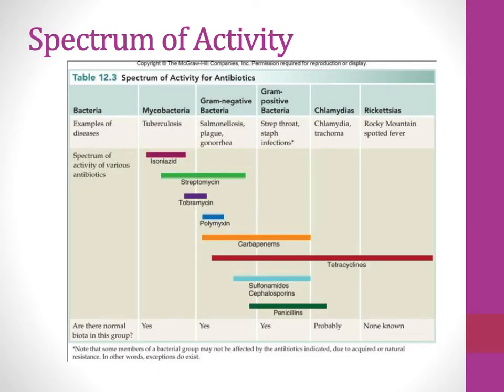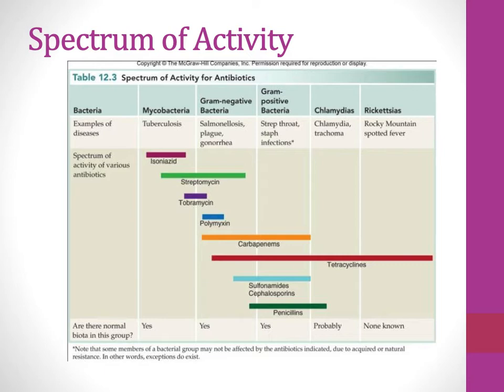So a concept related to antibiotics, and more so antibiotics, but antimicrobials too, is the idea of spectrum of activity. And so with antibiotics, we can have something that has a narrow spectrum of activity. So for a narrow spectrum activity, that would only work against a single type of bacteria.